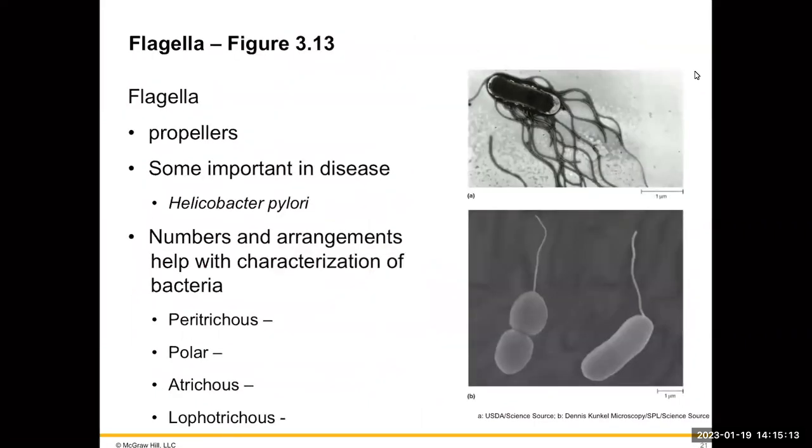Okay, now flagella. Flagella, I think you guys know. Flagella are kind of like a string-like structure. They're used for motility, right? So that's how the cells are going to move. Some of them are important in disease, like H. pylori, which causes stomach ulcers. So it's important for the movement of that organism.